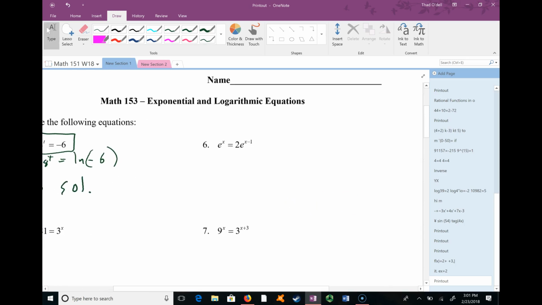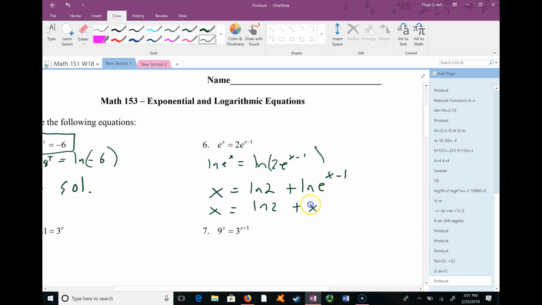This is very similar to the one that we already did. So we'll just do it again, natural log. So that would be the natural log of e^x is equal to natural log of 2e^(x-1). And if we use the log rules, of course, natural log of e^x is just x. Natural log of that would be the same thing as natural log of 2 plus natural log of e^(x-1), which means x is equal to the natural log of 2 plus x minus 1.